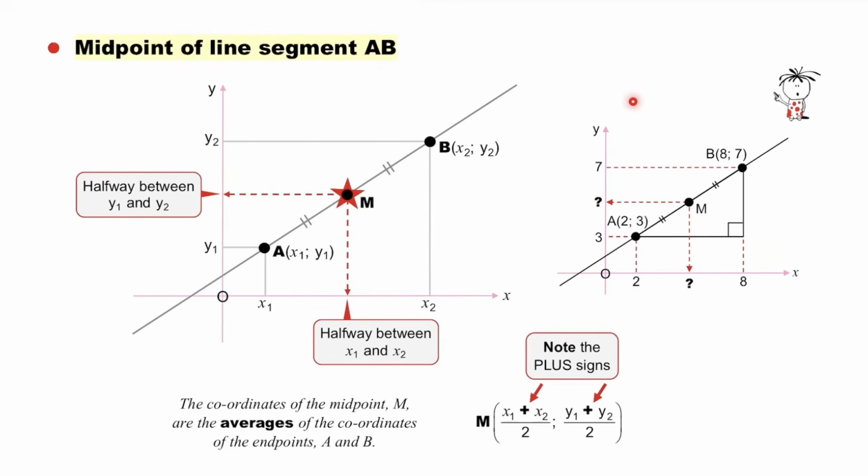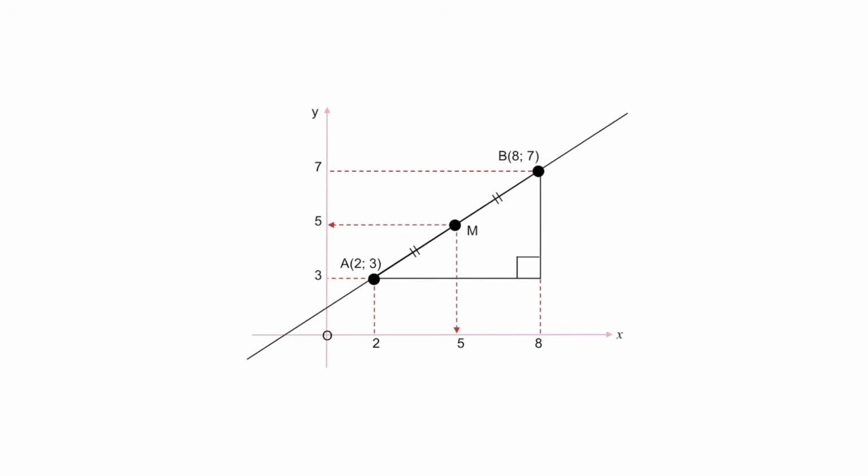Let's focus on this figure. Again, numerical values make sense. See the question marks? Pause to enter these values. It was quite easy to see that 5 was halfway between 2 and 8, and that 5 here, too, was halfway between 3 and 7, and that therefore the coordinates of the midpoint M would be 5, 5.